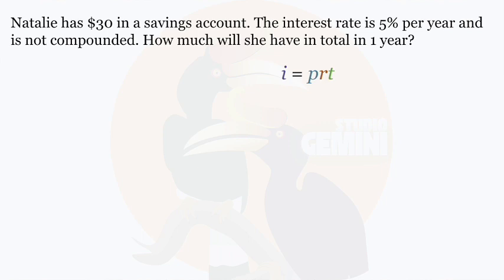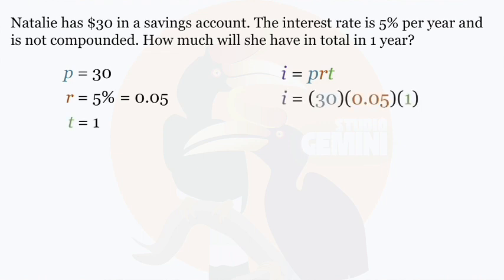The principal or starting amount, P, is 30. The rate, R, is 5%, or written as a decimal, 0.05. The time in years, T, is 1. Substituting these values into the formula, we have I equals 30 times 0.05 times 1. 30 times 0.05 times 1 is 1.5. Since interest is a money amount, we'll write this as $1.50. Natalie will earn $1.50 in interest during the year.